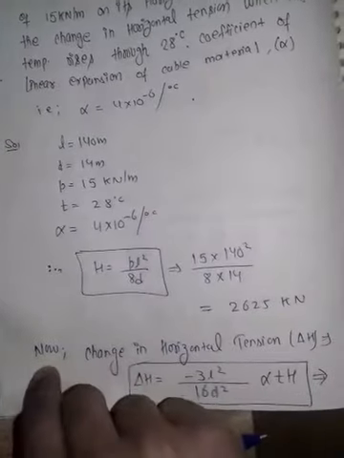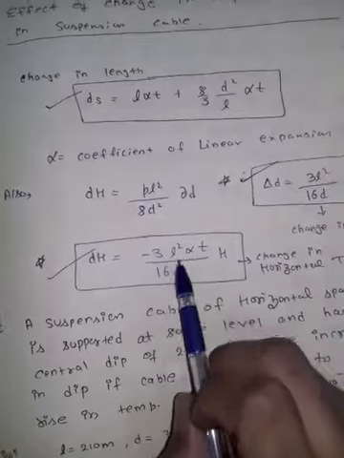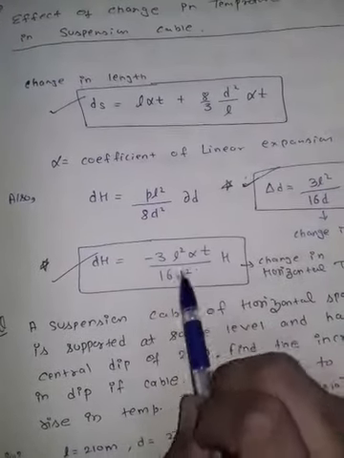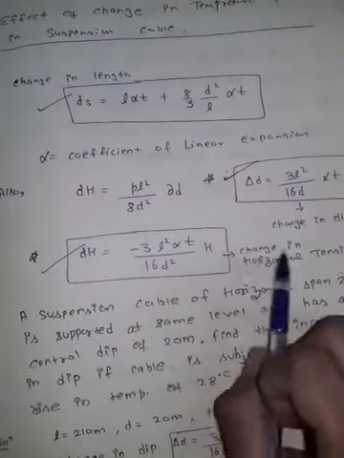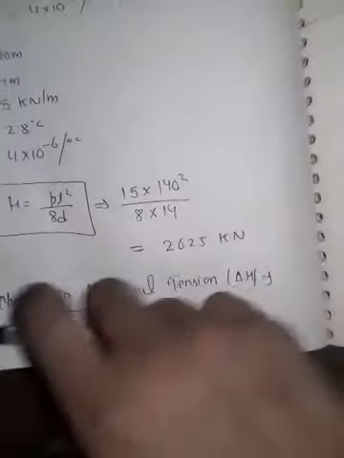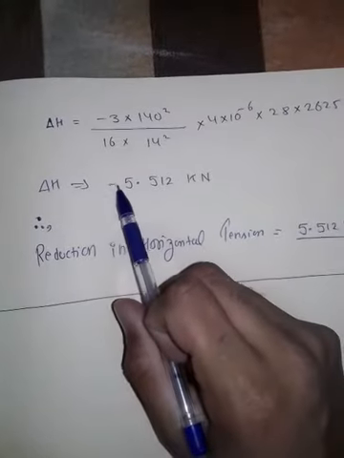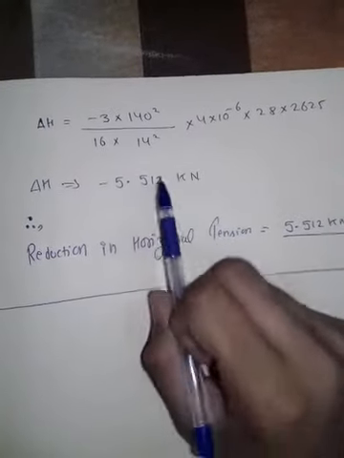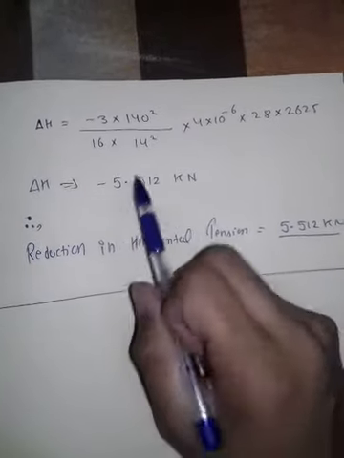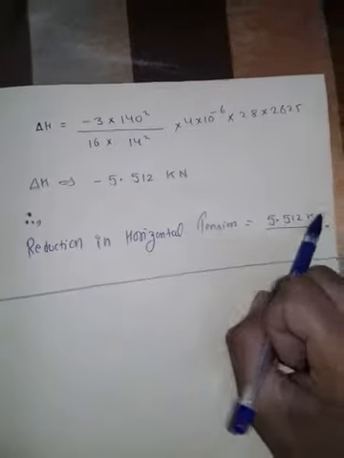Now we know the formula for the change in the horizontal tension, delta H, is equal to minus 3L square alpha T upon 16D square multiplied by H. Using this formula, we put in the values of L, D, alpha, T and H from the question, and we calculate delta H is equal to minus 5.512 kilonewton. So the reduction in the horizontal tension will be 5.512 kilonewton.